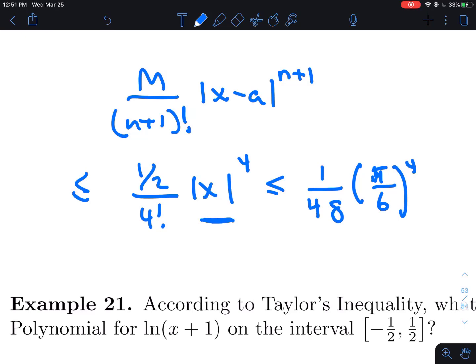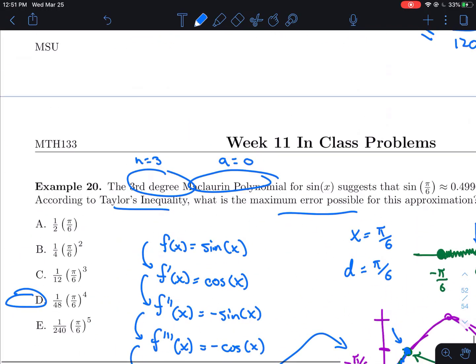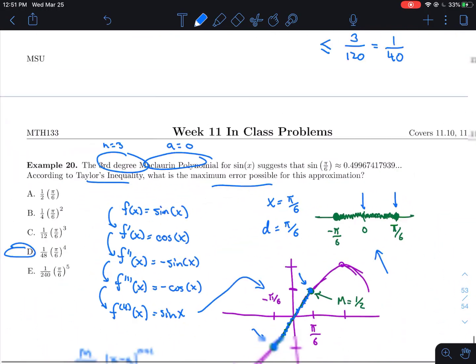And so this is the maximum error that we have in using the third degree Taylor polynomial to approximate sine of pi over 6, which again, we all know is 1/2. And we can see that, yes, this is off by a bit.